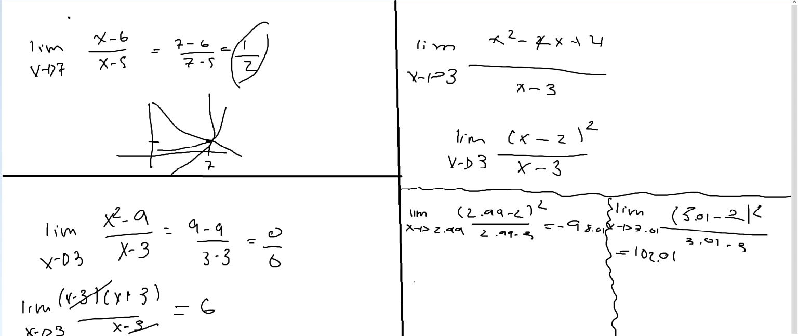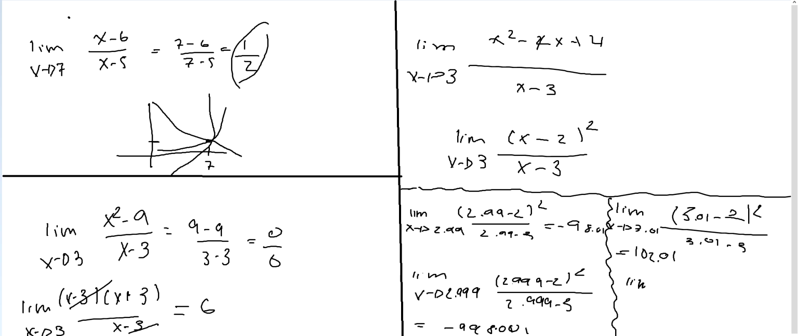But we're not done there because we want to get a little bit closer to the value 3. So we're going to say the limit as x approaches 2.999. I know that's a little extensive, but we're just being sure, mathematicians. 2.999 minus 2 squared over 2.999 minus 3. And that is going to equal negative 998.001. It's important.